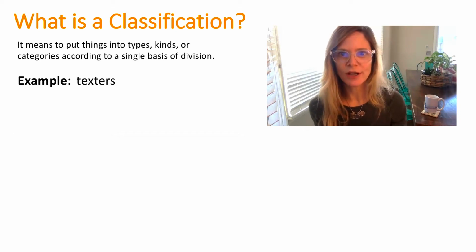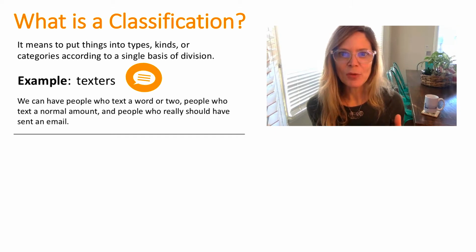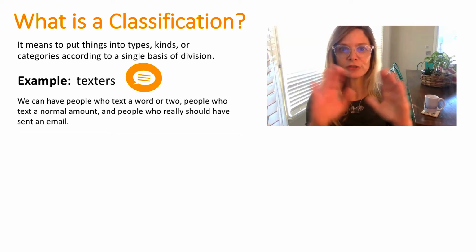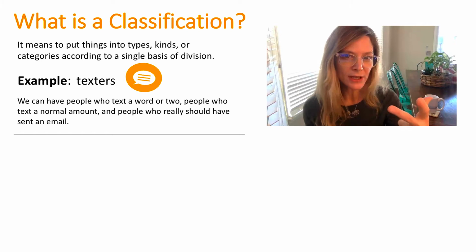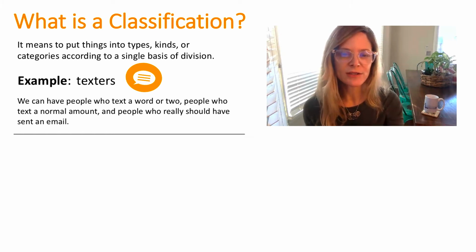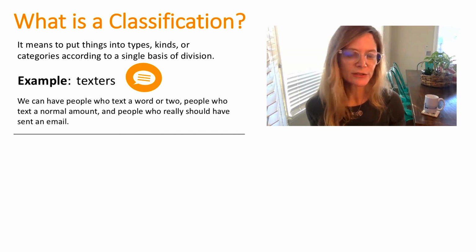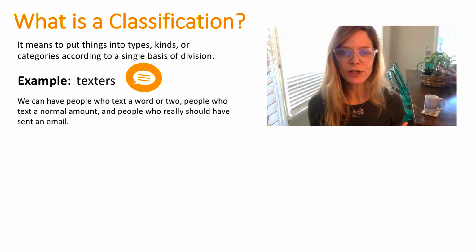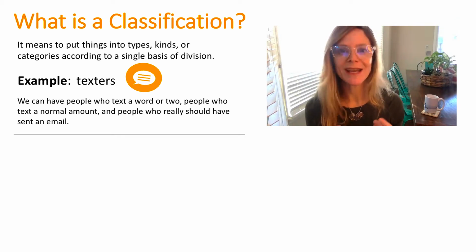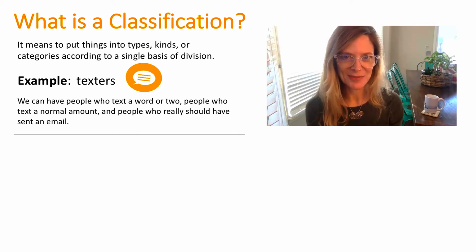So let's say we're talking about texting, and people who text are texters, right? So we could classify this one big group, texters, into three types or kinds or categories. For example, we can have people who text a word or two, people who text a normal amount, and then you could have people who really should write an email instead of texting. We all know people like that.